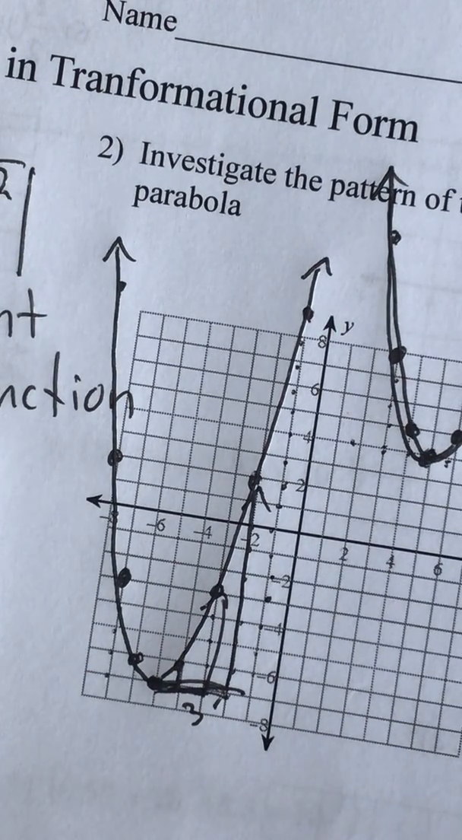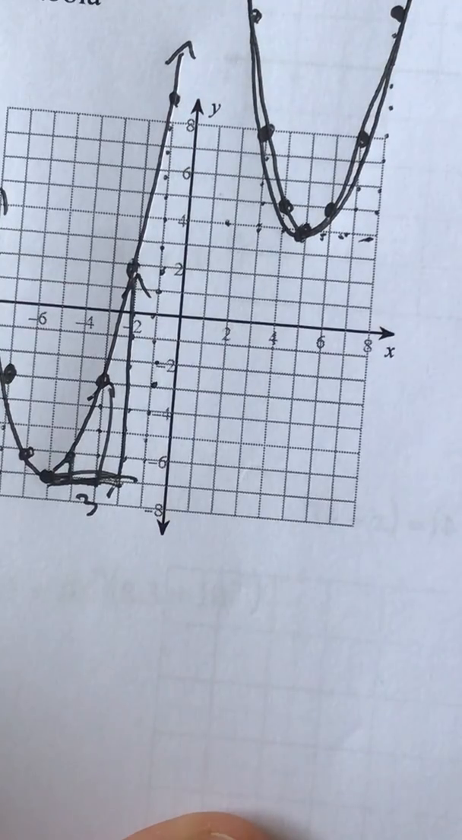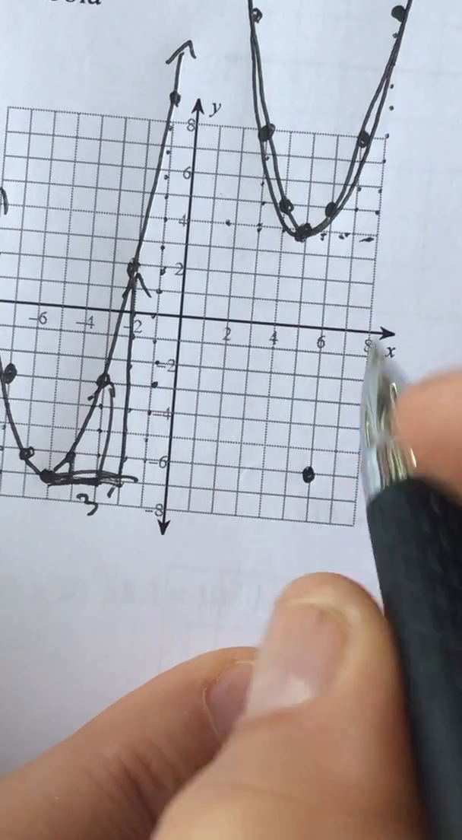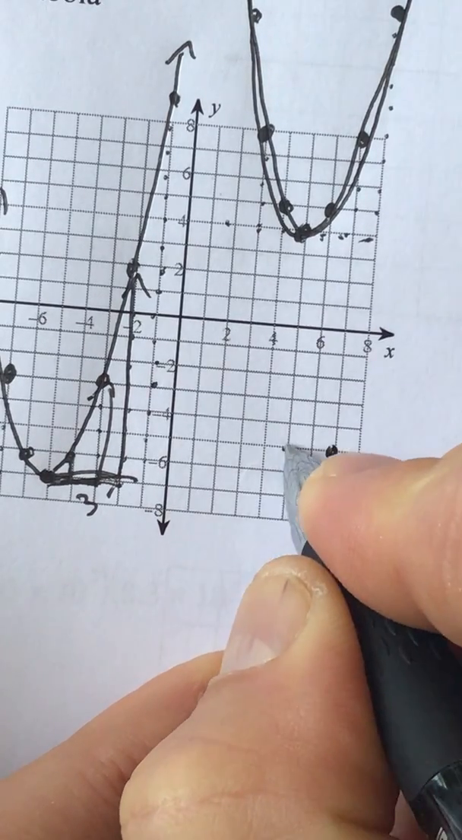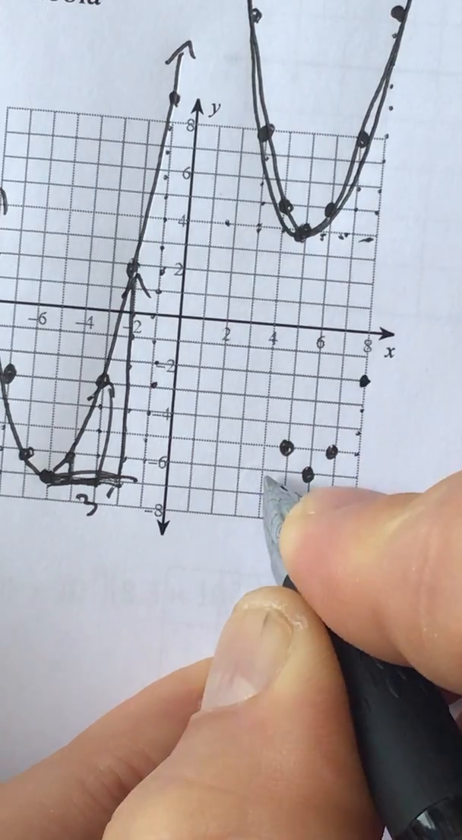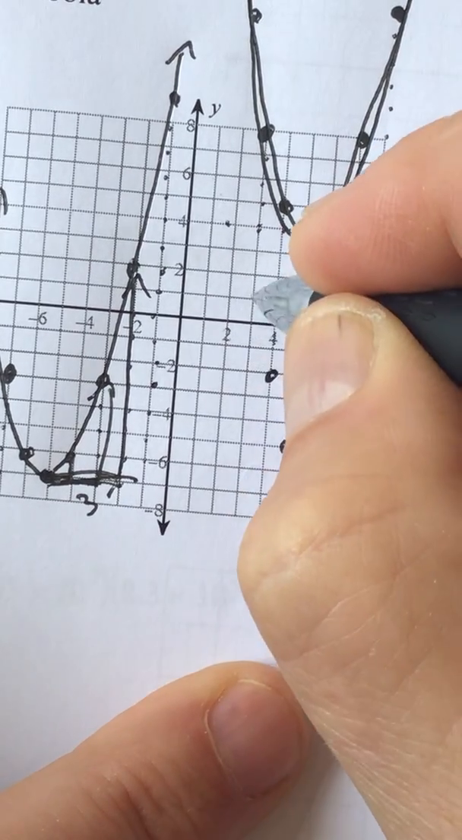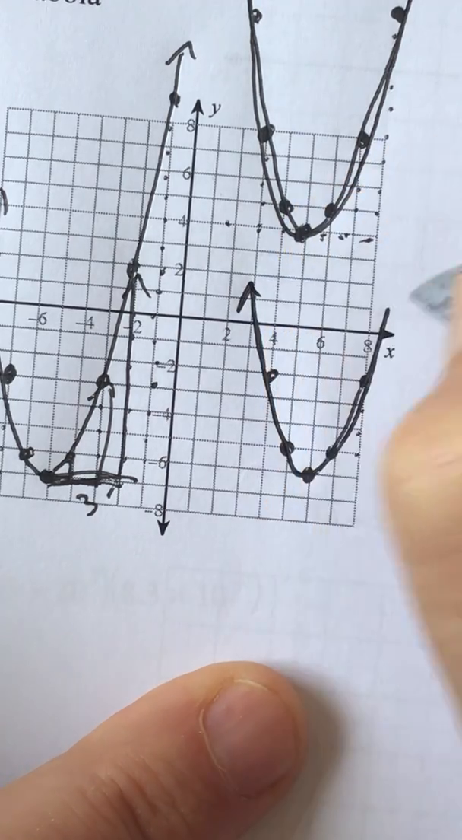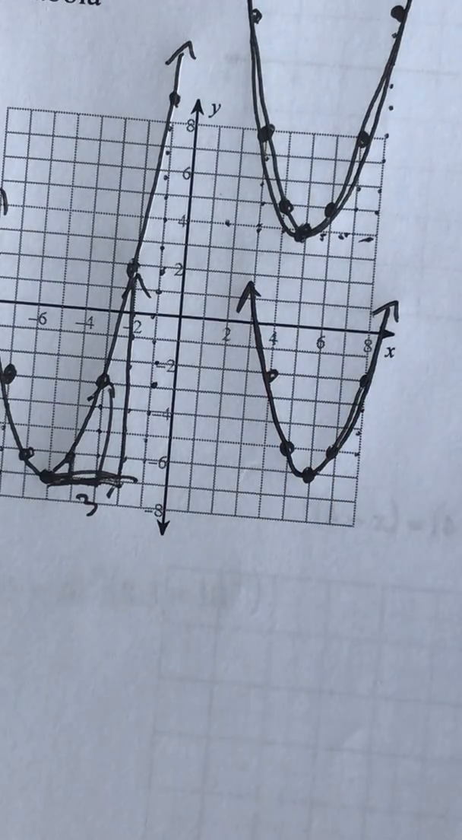So wherever the center is, we're going to go over 1, up 1, over 2, up 4. So if our center is right here, over 1, up 1, over 1, up 1, over 2, up 4, over 2, up 4, and so on. So right there is the general sketch of that parabola. Okay, so that's something that we have to know.